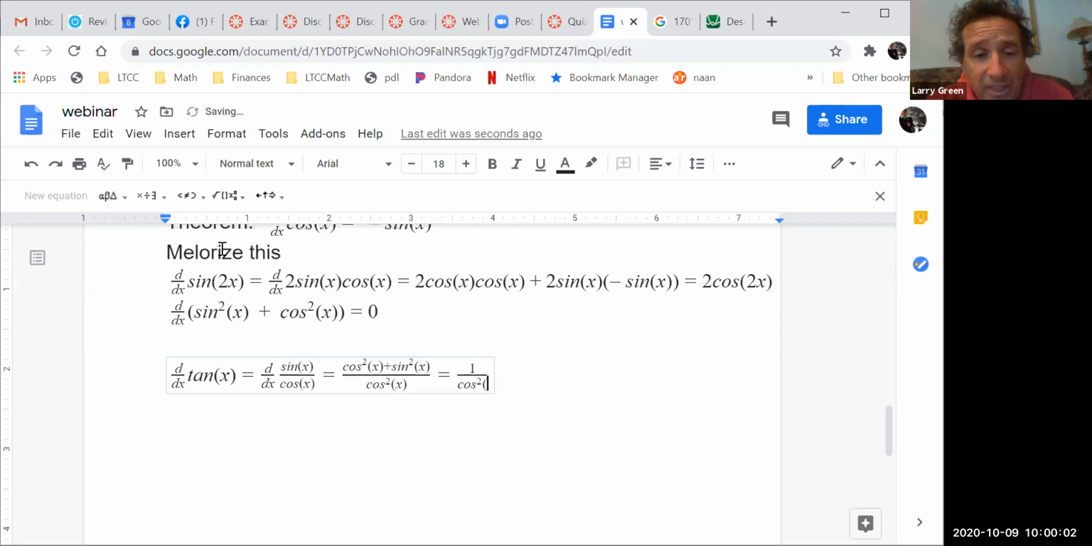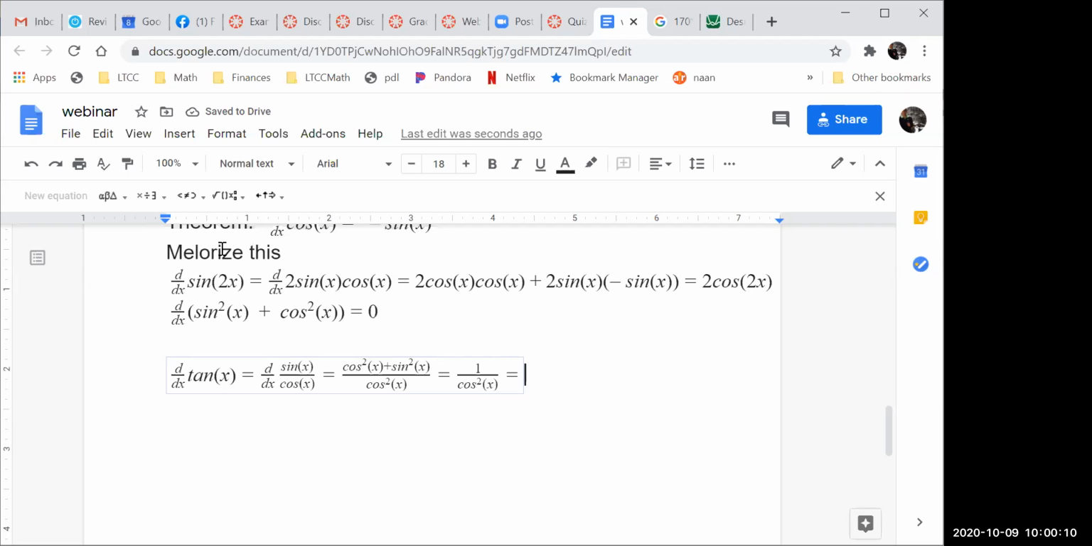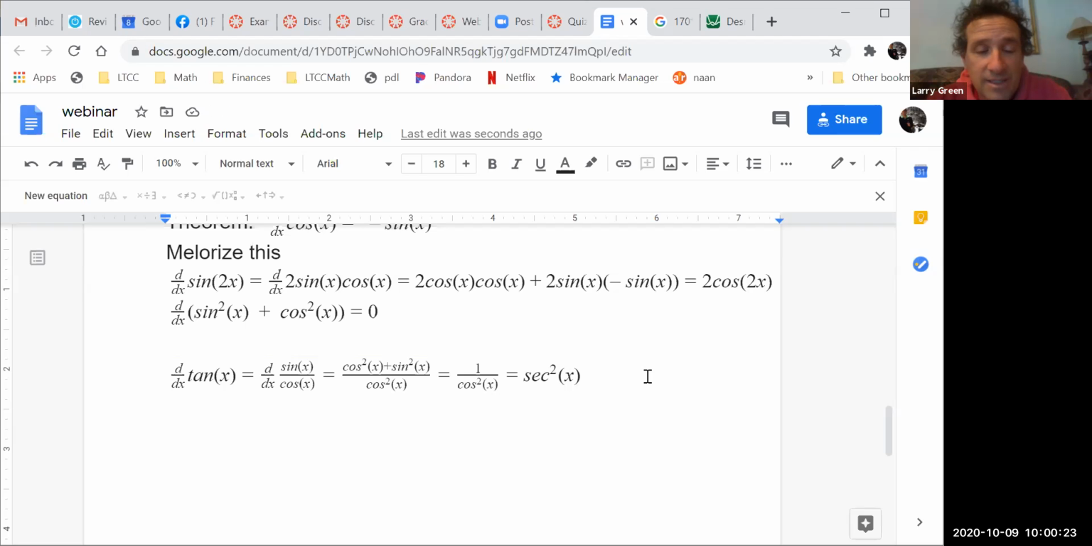Just note, this is not the way anybody remembers it, because it can be written in a prettier way. What's 1 over cosine squared of x? Secant squared. You want to memorize this. But it was an easy proof, actually. And I had to use the quotient rule. Any questions on that?